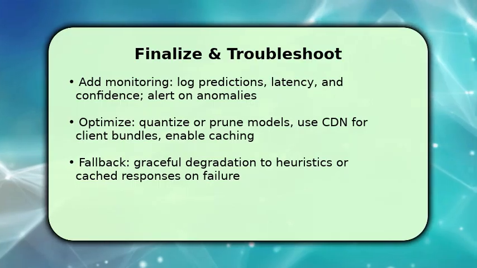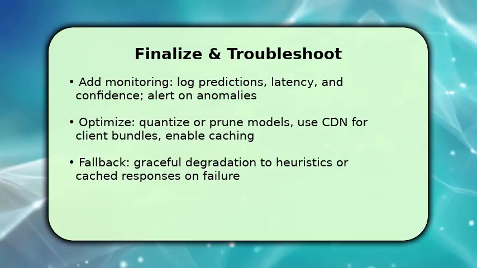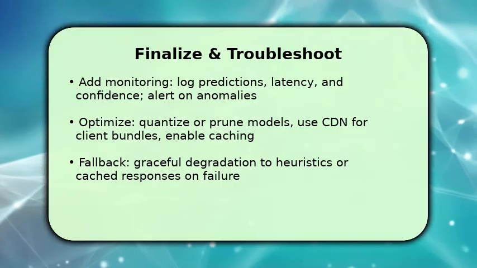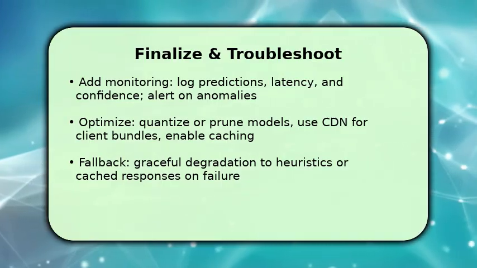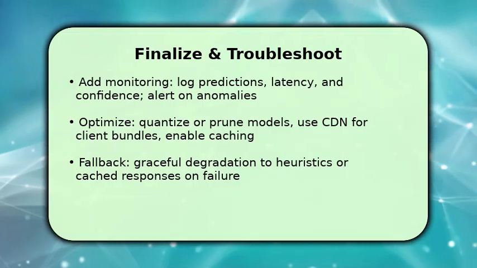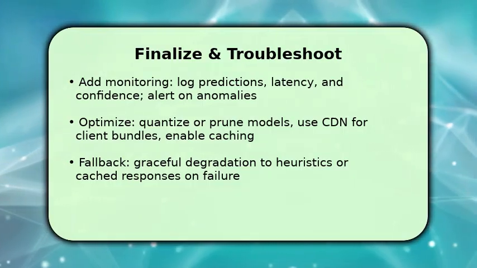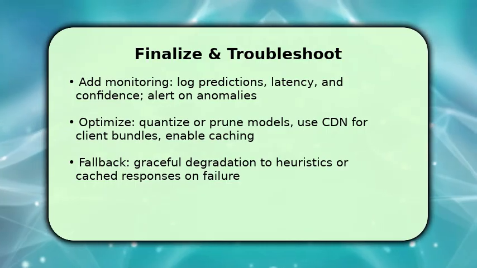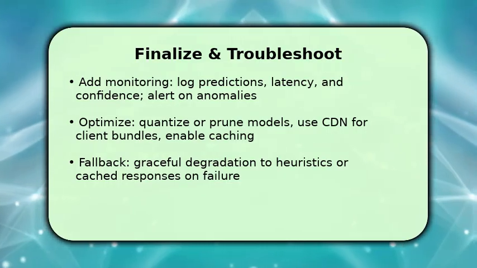Make sure to implement graceful degradation. If the model fails, fall back to a heuristic or cached result to preserve user experience. If things go wrong, check input normalization and model version mismatch first. Those are the most common causes of sudden accuracy drops.